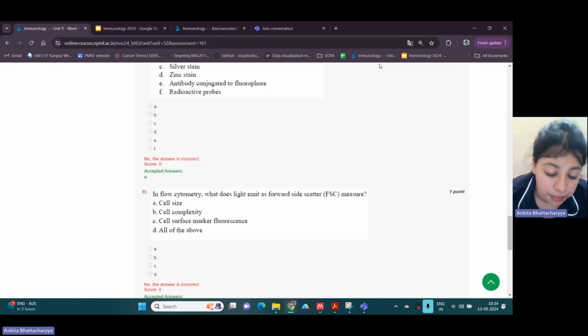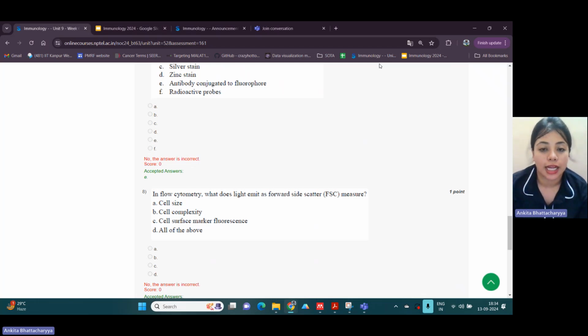Then in question 8, we have been asked that in flow cytometry, what does light emit as a forward side scatter measure? If you remember, I don't think I went into much detail of it, but it was there in the lectures, whereby forward scatter and side scatter were explained. They're very crucial terms in terms of flow cytometry.